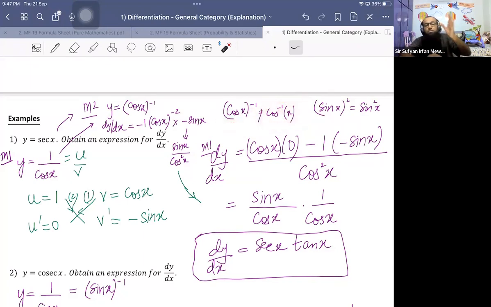Cos x power minus 1 cos inverse x नहीं होता. Sin x whole square sin square x होता है. But cos x power minus 1 cos inverse x के बराबर नहीं होता. इसलिए इसको इस तरह से नहीं लिखेंगे, ये बात याद रखना.